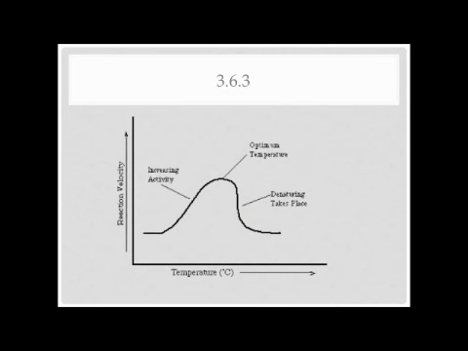Now, let's look at the effects of temperature on enzyme activity. As you can see on the graph, the activity increases with the temperature, but once the enzyme has reached its optimum temperature, it starts denaturating.